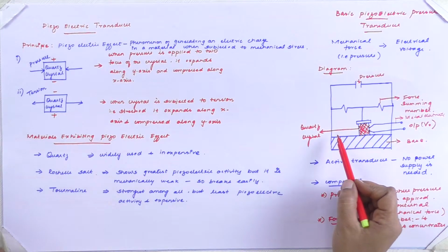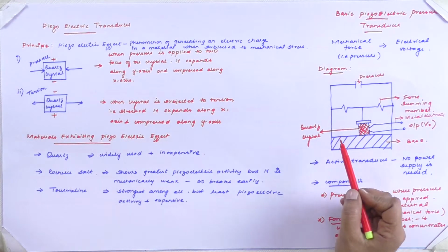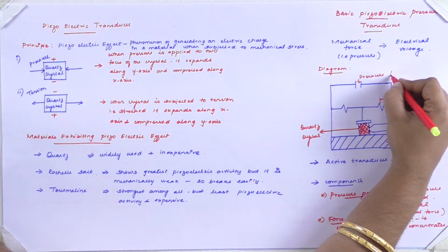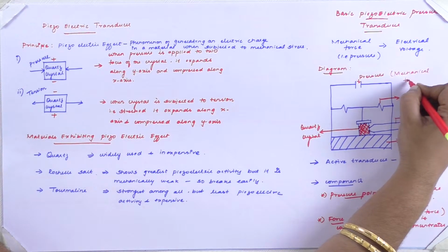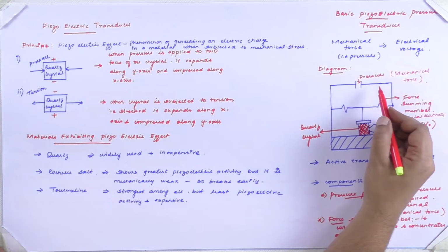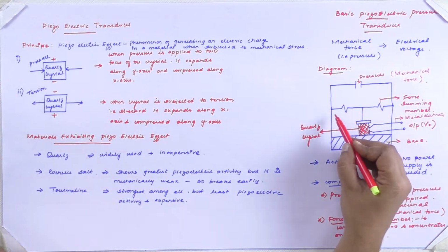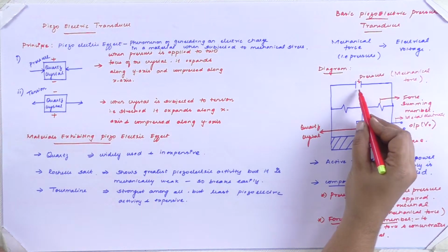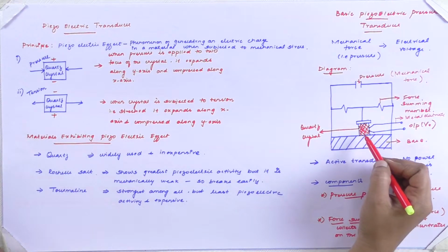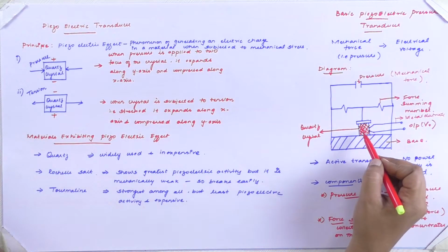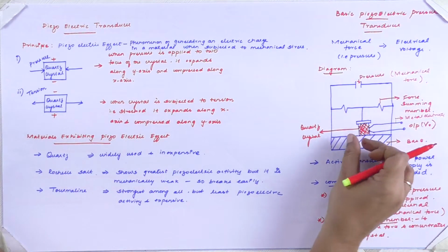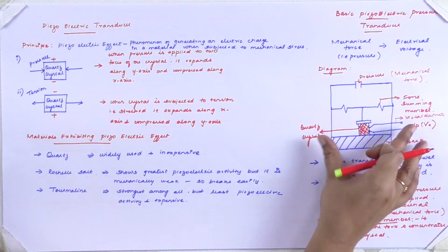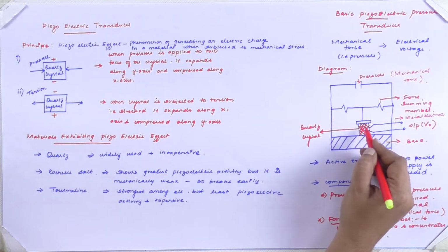Now let us see the working of piezoelectric transducer. When the mechanical force or the mechanical stress or the pressure is applied at the pressure point, the force summing member concentrates all the force applied at this pressure point onto the crystal. When the force is applied on the crystal, this makes the crystal compress along the y-axis and expand along the x-axis. So the crystal is deformed.